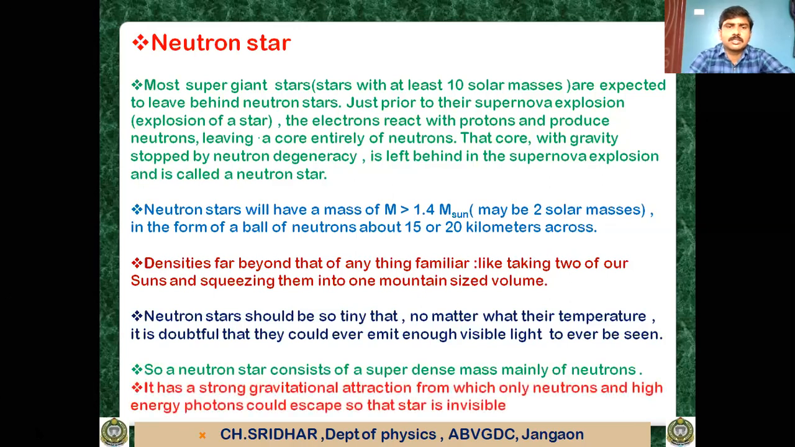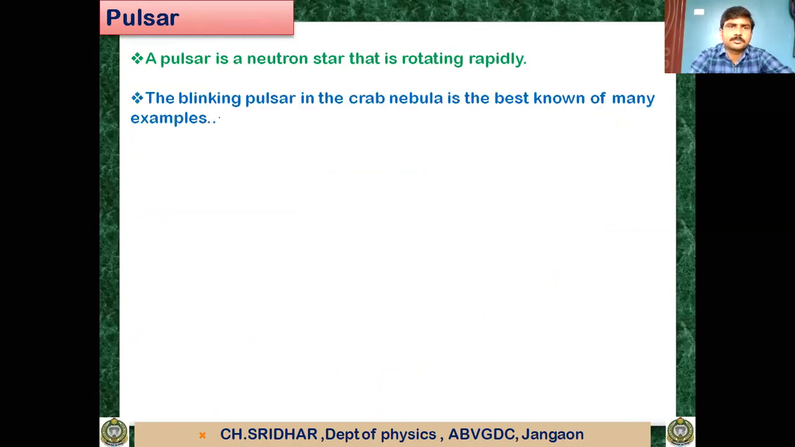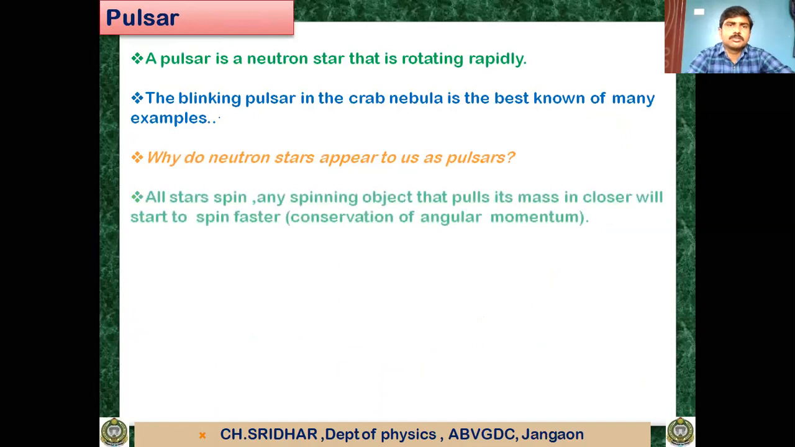So a neutron star consists of a super dense mass mainly of neutrons, and then a pulsar. So a pulsar is a neutron star that is rotating rapidly. So a neutron star is a star which has a mass greater than 1.4 times the solar mass, and a pulsar is a rotating neutron star. So why do neutron stars appear to us as pulsars?